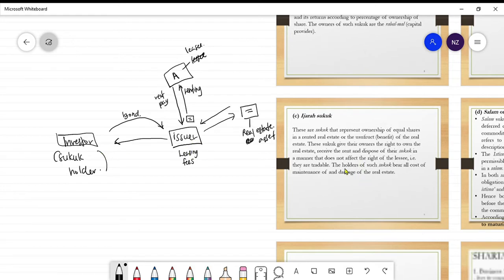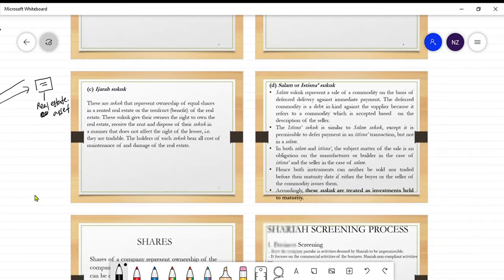And then dia cakap lah, the holders of such sukuk bears all costs of maintenance of and damage of the real estate. Because of issuer ni sekarang dah dapat bond from the investors, so dia ni liable to any like maintenance cost or damage of the real estate lah. Okay, that is like the structure of ijarah.